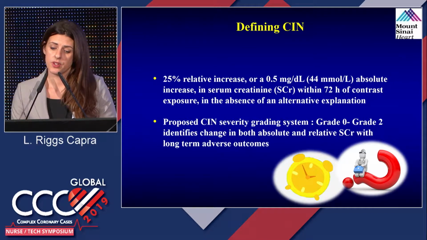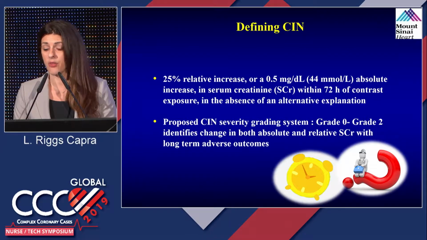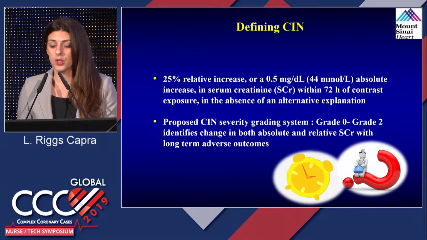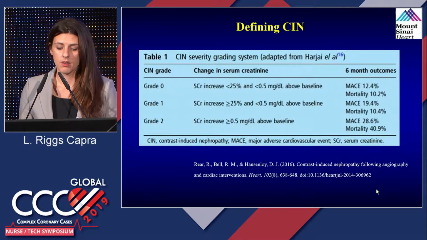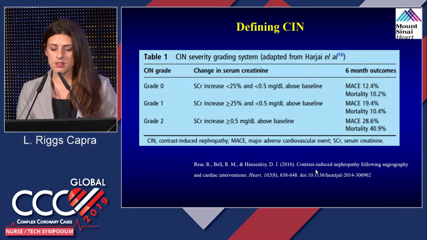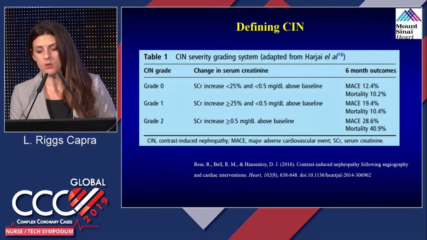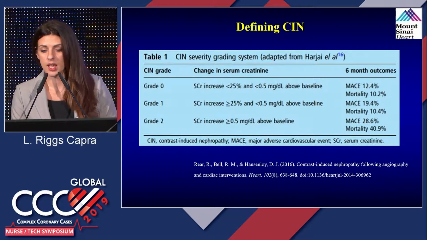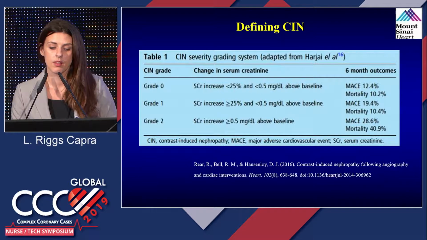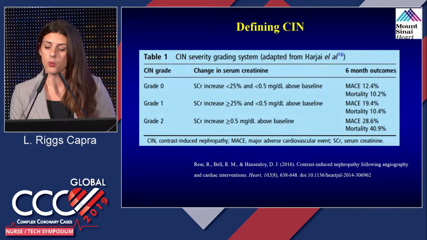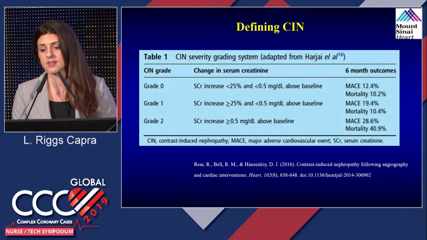Another proposed severity grading system has been discussed. This identifies a change in both the absolute and the relative rather than one or the other. And that's actually increased with long-term adverse outcomes. I have a table here that discusses this grading system that was created. You can see grade 0 requires both the absolute and the relative increase from baseline. The grade 1, same thing. And grade 2 is only absolute. This actually looks at our outcomes. What is our MACE? What is our mortality 6 months down the line?